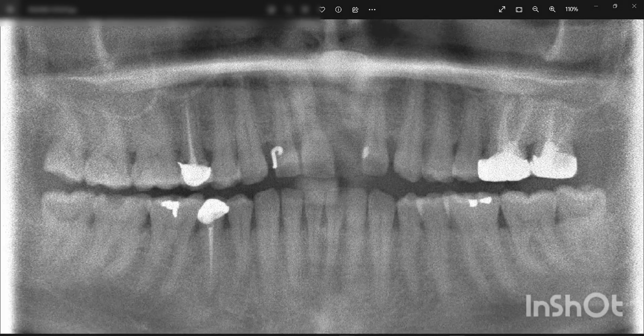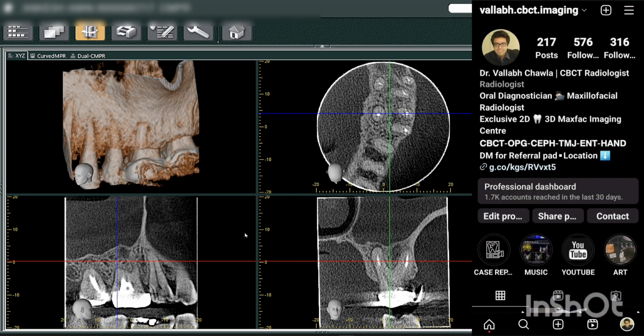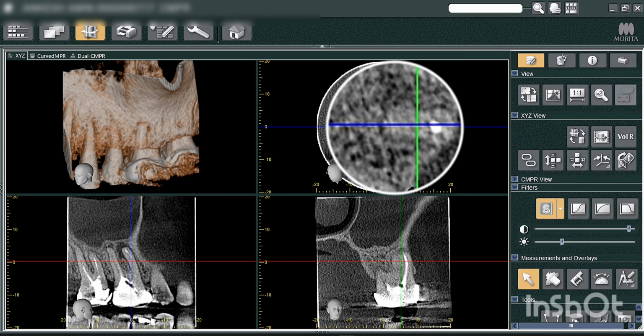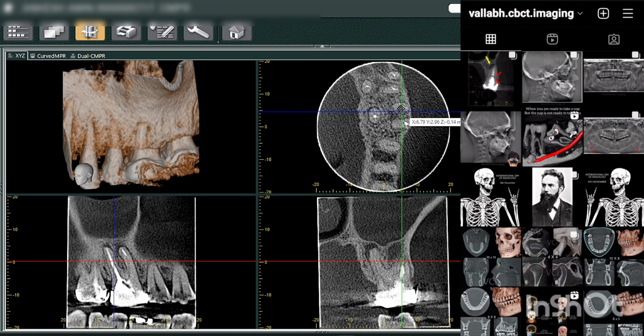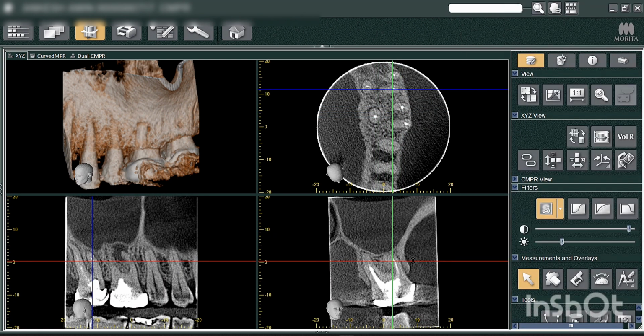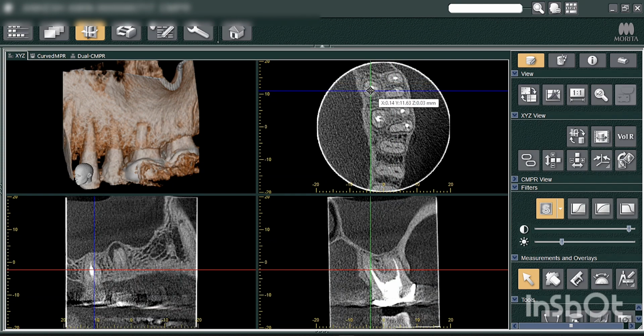So coming to the CBCT scan of the same area of concern, this is the 3D volume image, this is the axial image, this is the coronal image, and this is the sagittal image. So we will study root by root. This is the mesiobuccal root canal. This is the mesiobuccal root, the distobuccal root, and the palatal root. This is of 2-6 and this is the 2-7 region.